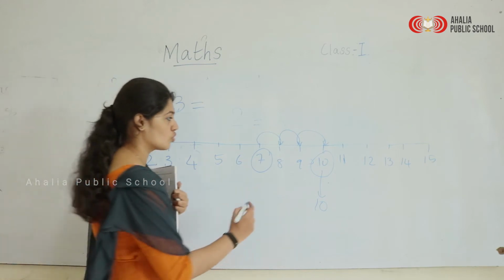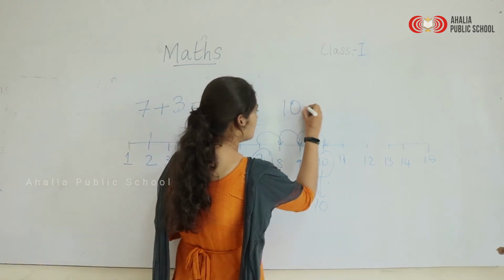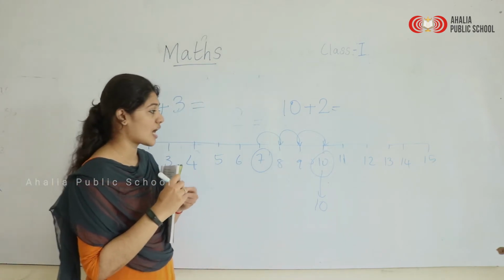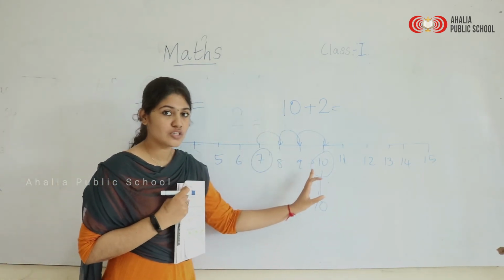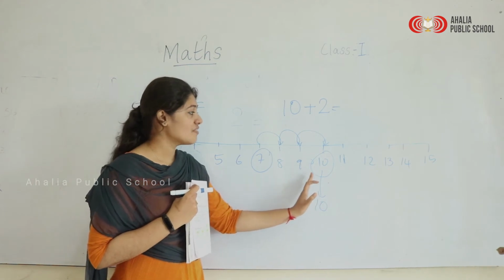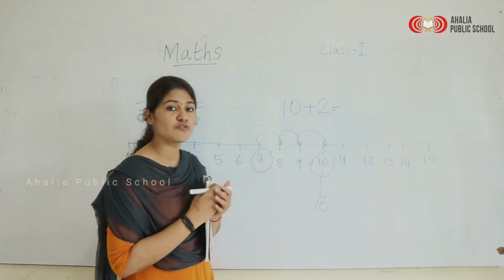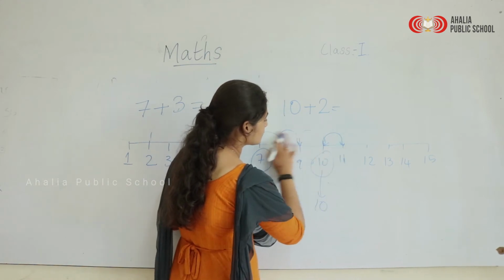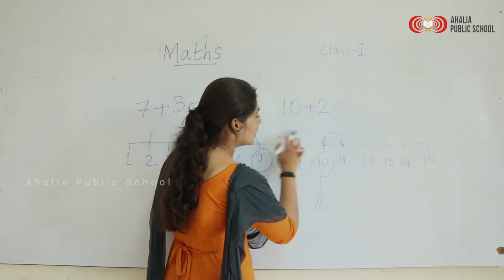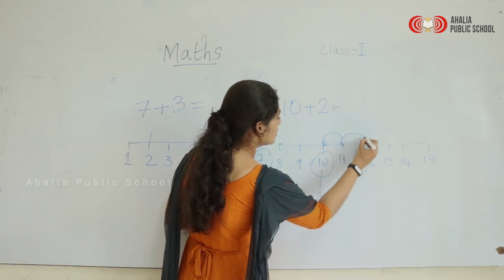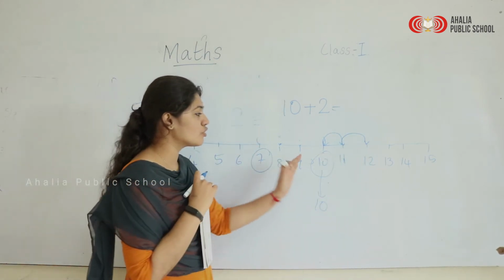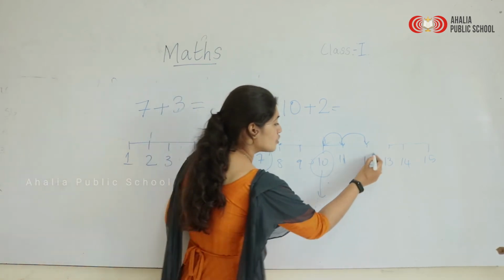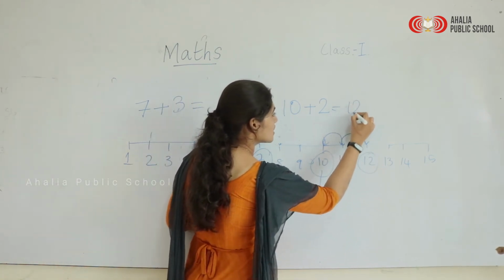10 plus 2. Our number is 10 plus 2. So from where do we have to start? We have to start from the number 10 and we have to count 2 numbers forward. So let's start drawing. From 10, 1, 2. So when we count 2 numbers forward, what number do we get, children? Yes, it is 12. So the number is 12.